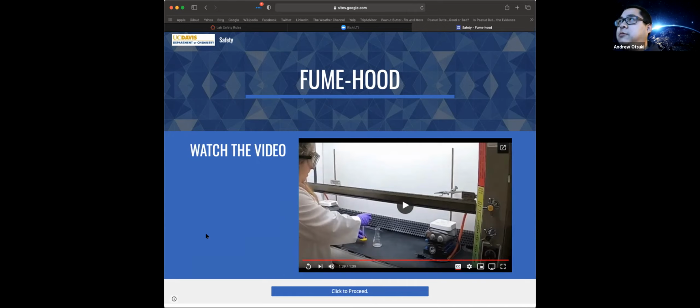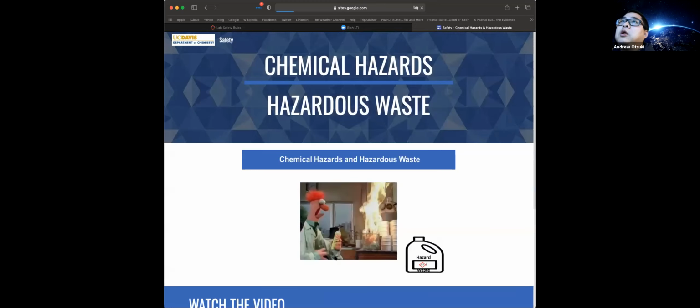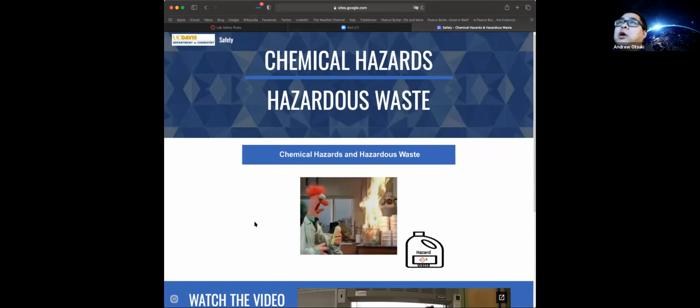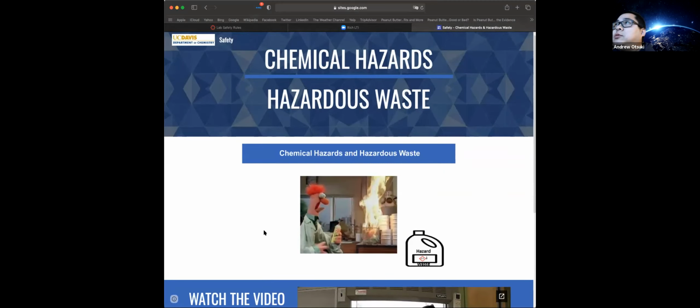Okay, so that's how we would use our FUME-HOODs if we could actually do experiments. Okay, so let's proceed here. All right, so that's something you should not do. Don't worry, the stuff we use usually will not catch on fire.